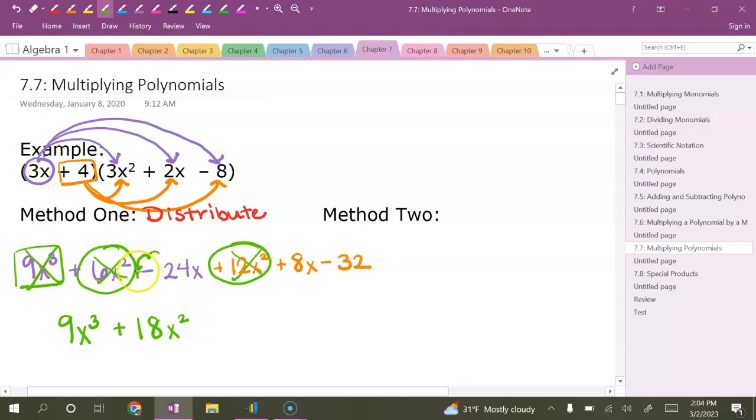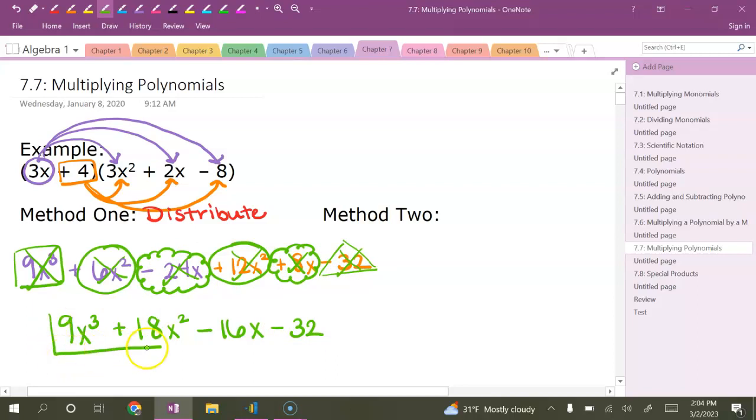Then I look at my x's. I've got negative 24x and 8x. And that's going to be put together as negative 16x. And last is this negative 32, which doesn't have anything to go with, so I just drop it down. And here's my answer.